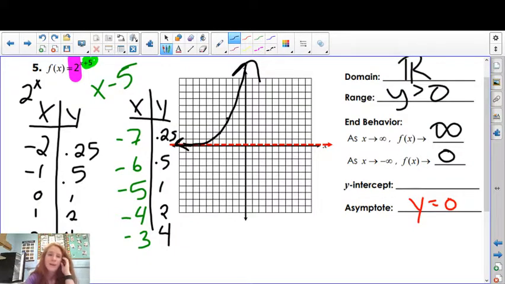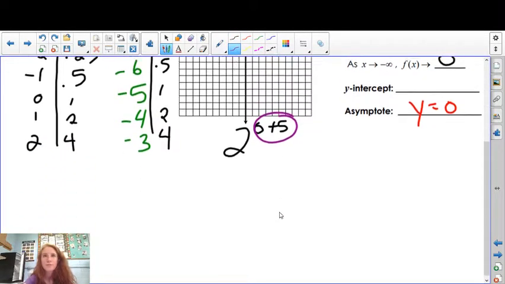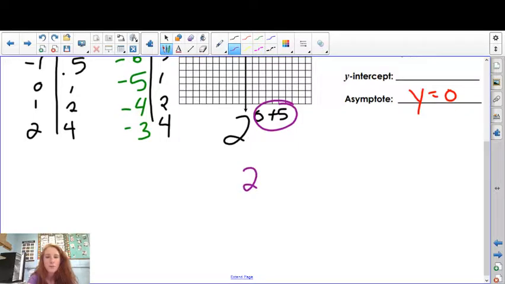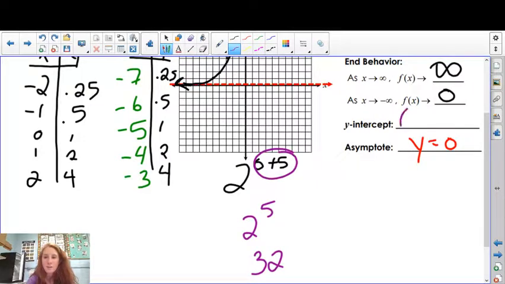Now I don't see my intercept pop out, so I'm going to show you how to figure that out. With my y-intercept, my x is at 0. So I'm essentially going to plug in 0 here. I have to take 0 plus 5. So 0 plus 5 is 5. So I take 2 to the 5th, which is 32. So my intercept, which I won't see, is (0, 32).